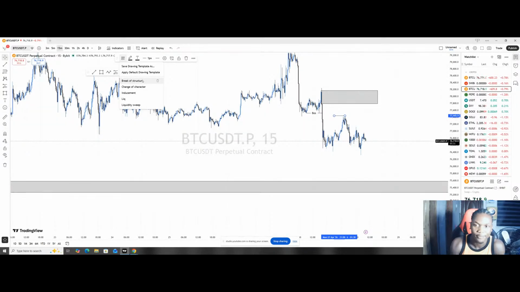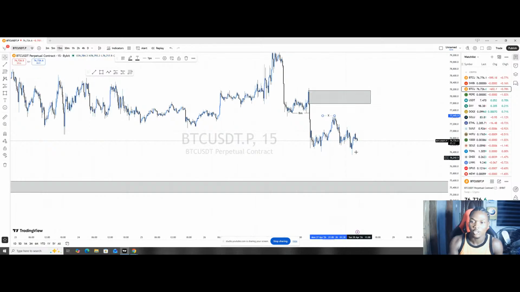I actually have a running trade. I did the analysis this morning and I opened the trade this morning, so I'm going to show it to you guys. This is our liquidity right here. We're going to be shorting BTC down to this support level.